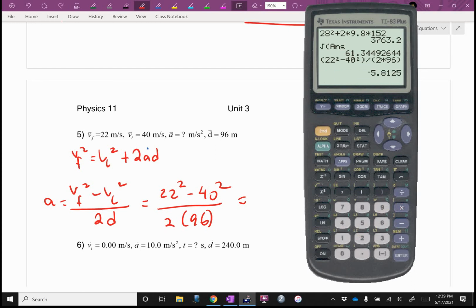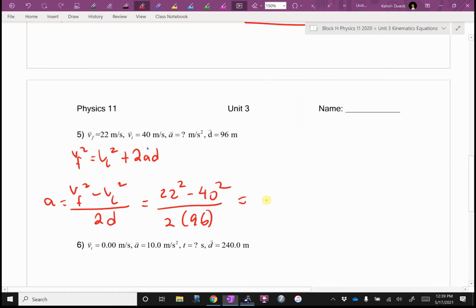I get negative 5.81. That's what I got. Units? It's an acceleration. Meters per second squared. Yeah. Now you'll notice on this quiz, I gave you the correct units next to the question mark. That won't happen again. I'll expect you to know what units go with what.